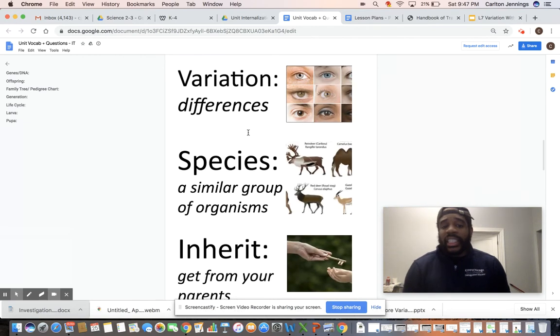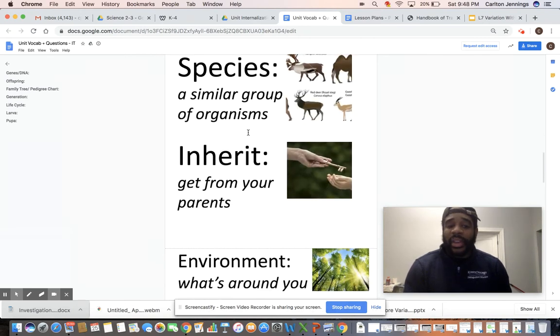Species. A species is a similar group of organisms, like we talked about human beings being a species. We are studying those gray wolves, and that is also a species. A species is a similar group of organisms, living things. Inherit. Inherit is things that you get from your parents. You get all the things that make you who you are from your parents. Those things get passed down, and that makes you look the way you look.